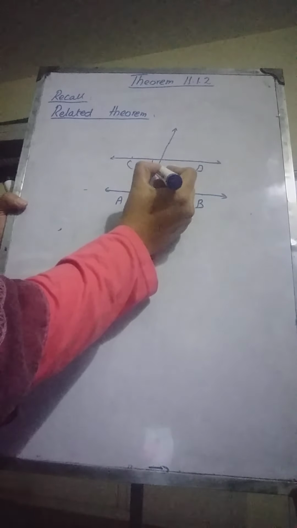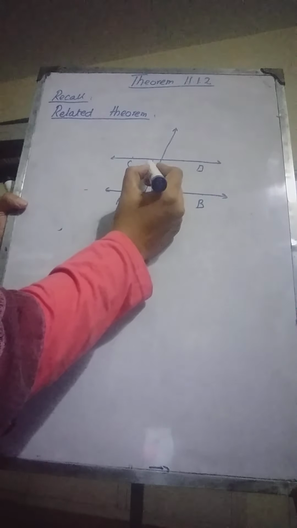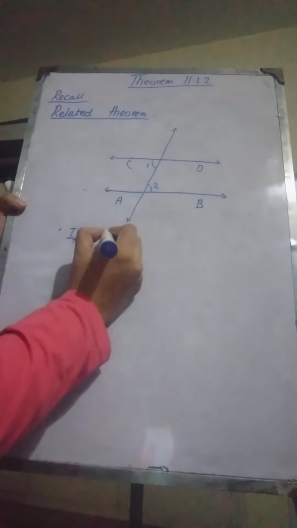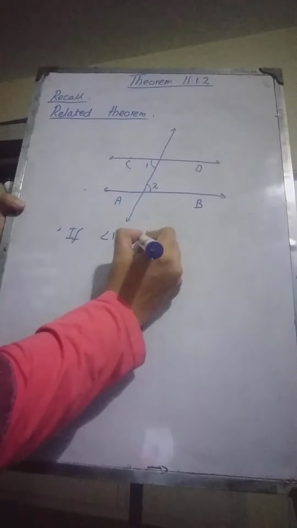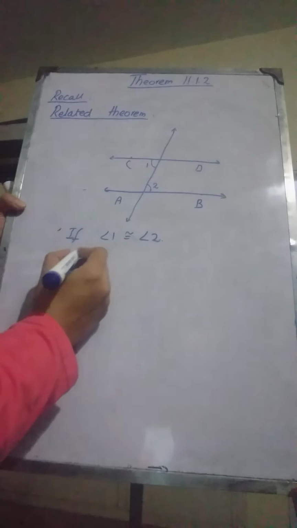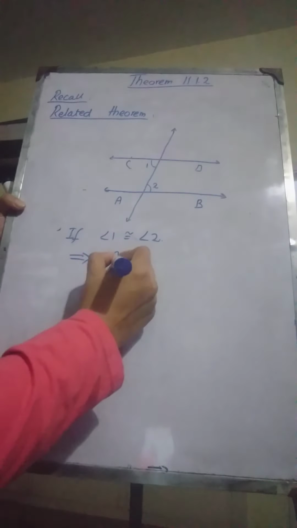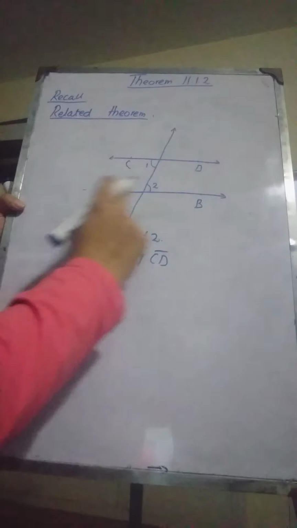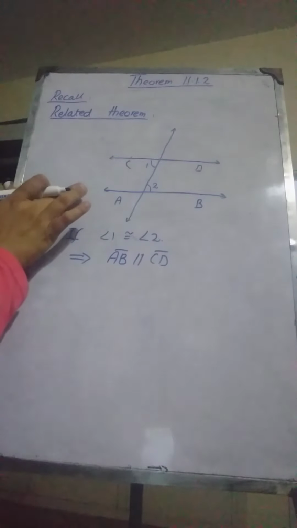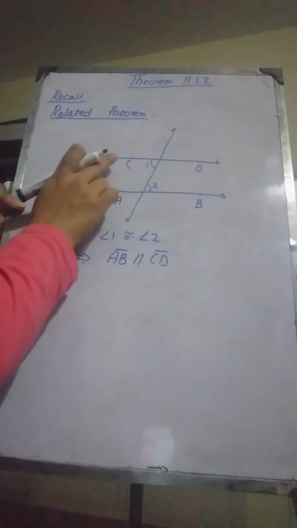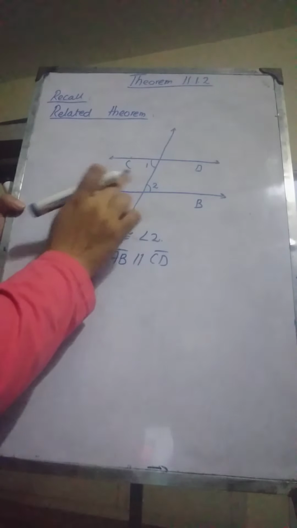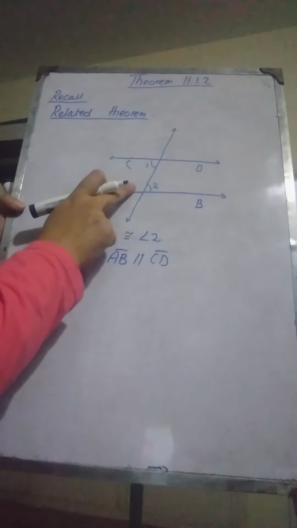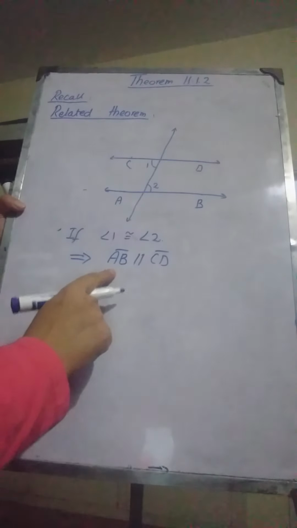Now if you know that the alternate angles are equal, suppose this is angle 1 and this is angle 2, so if angle 1 is congruent to angle 2, then this will imply that AB is parallel to CD. So whenever you have two lines about which we don't know whether they are parallel or not, but we know that the alternate angles formed with the help of these lines and this transversal are congruent, then the lines must be parallel.